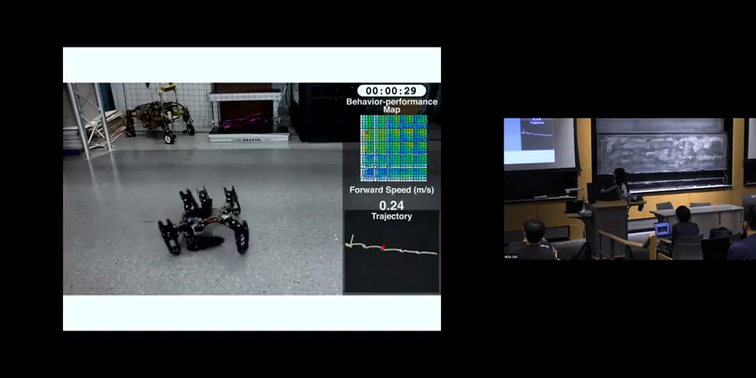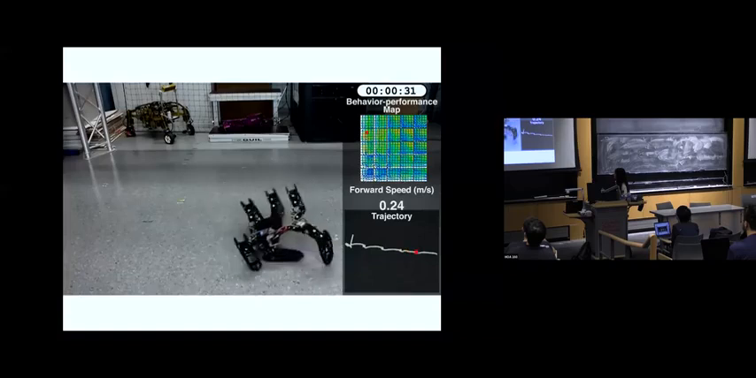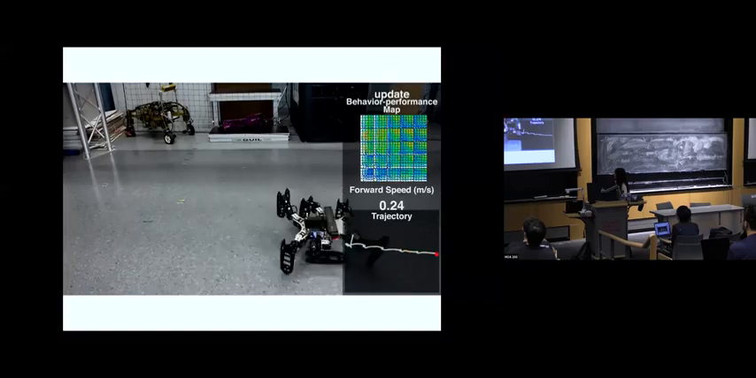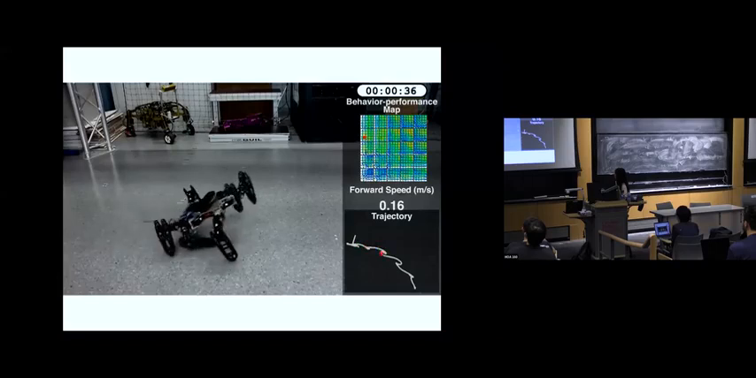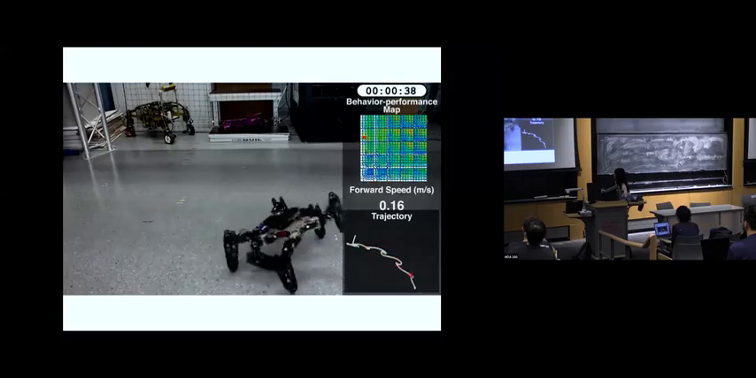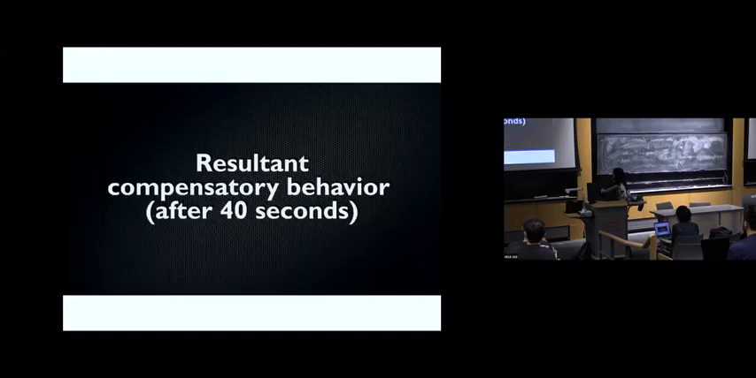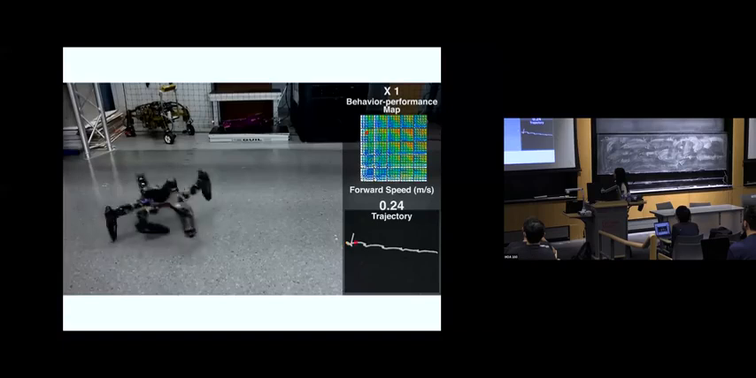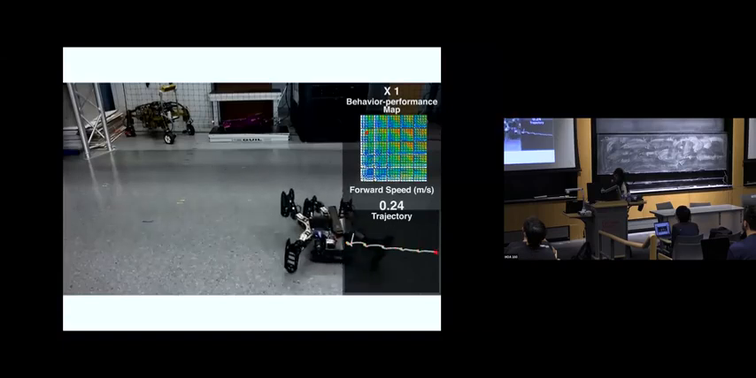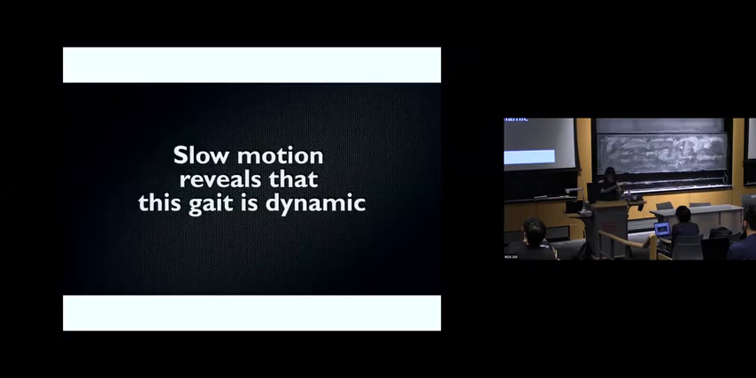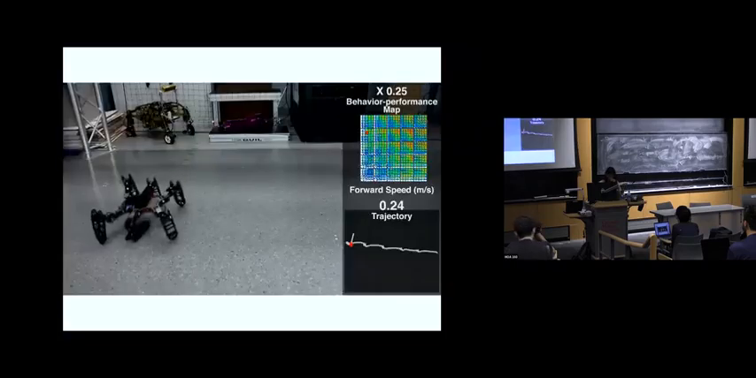In less than 40 seconds, the algorithm has discovered a gate that's nearly as effective as the original. Because the map predicts a better gate may still exist, the robot conducts one more test, but that prediction turns out to be wrong. The intelligent trial and error algorithm thus terminates, selecting the best gate found, which is nearly as fast and straight as the original. Watching the gate in slow motion reveals that it is dynamic and really seems natural. It almost looks like a wounded animal limping away.